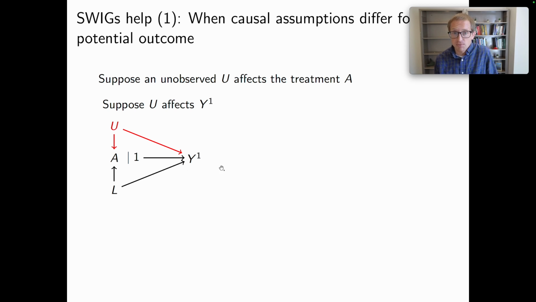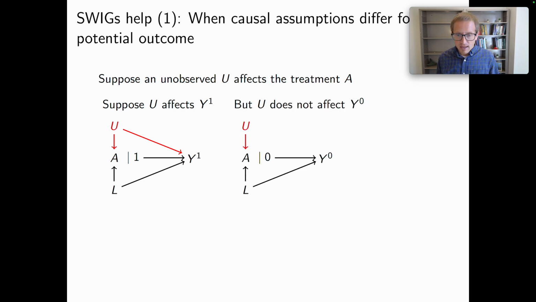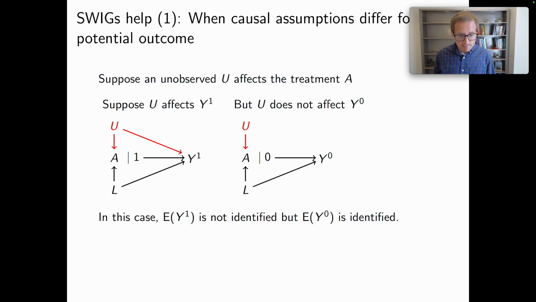This is the outcome that's realized when you intervene to set the treatment variable A to the value 1. Let's suppose this unobserved confounder U affects the value of Y1, so my potential outcome under treatment is some function of this variable U. Let's suppose that U does not affect the value of my outcome under control. In this case, we might be able to identify something about my average potential outcome under control, even when my outcome under treatment is confounded.